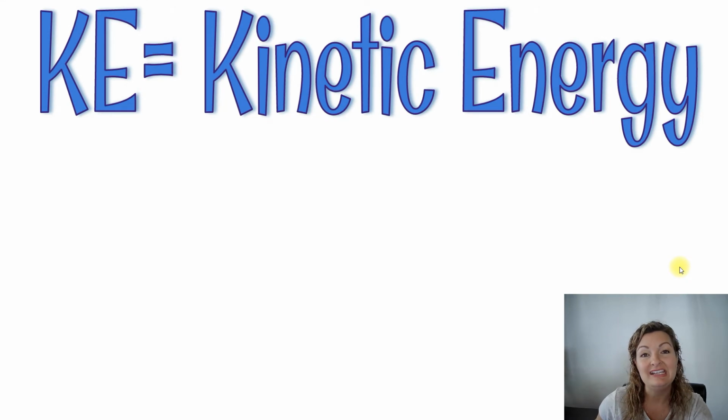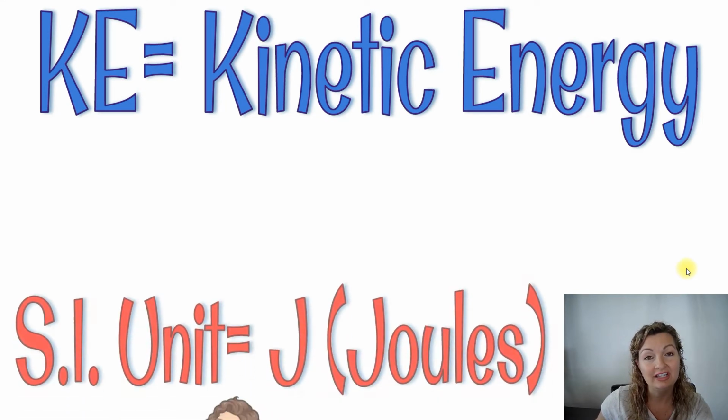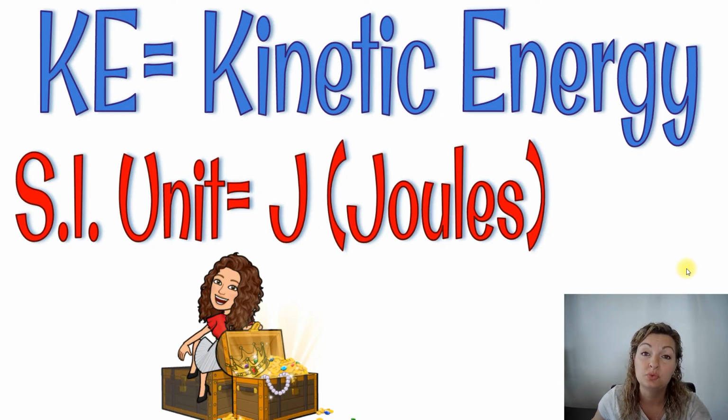So KE stands for kinetic energy, and kinetic energy is measured in joules, just like potential energy. Now that is going to be a capital J. Notice the spelling of joules is not like rubies and diamonds that you would think of as a jewel, right? This is actually named after a scientist, so it's spelled differently.